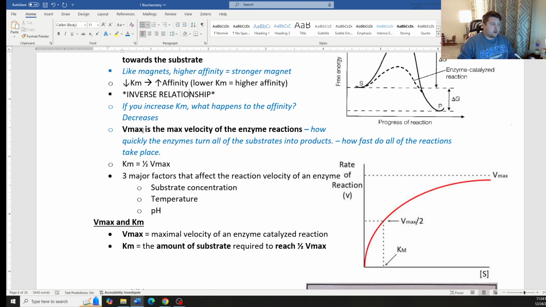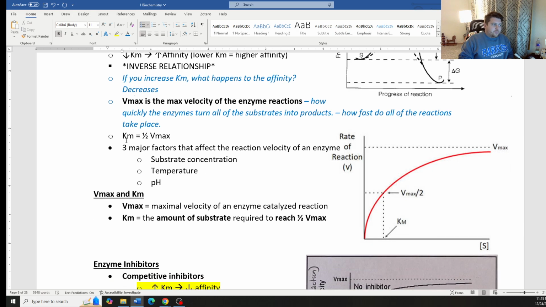Now we talk about Vmax. Vmax, again, is something that we look at when we're putting different stuff into a little beaker, into a little vial, looking to see how quickly reactions occur. Vmax is the max velocity, the max speed of the enzyme reactions. So in more English type words, this is how quickly the enzymes that we have can take all of the substrates and turn them into products. How quickly does that happen?